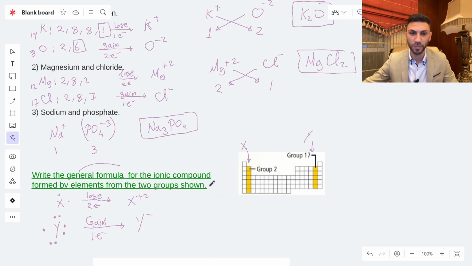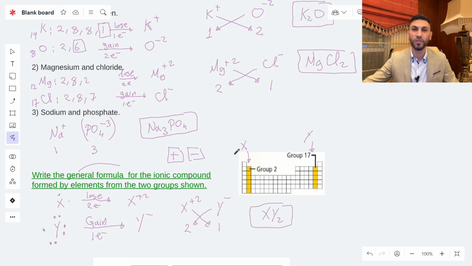Don't forget, we write the positive, then the negative. So I'm going to start with the X: X +2 and Y -1. I'm going to write number 2 here, number 1 under the Y. X will take 1, Y will take 2, and it will become XY2, the general formula for the ionic compound formed by atoms from group number 2 and atoms from group number 17. Ions from group number 2 and ions from group number 17.